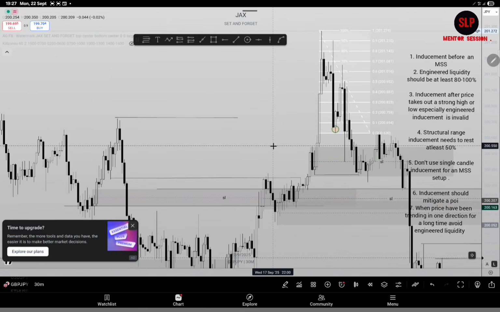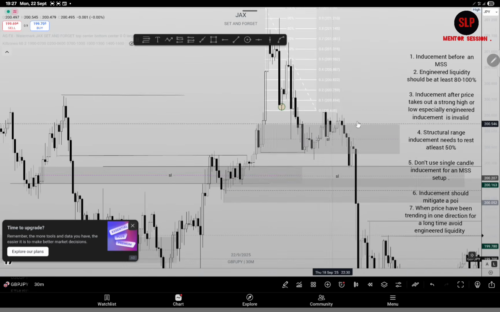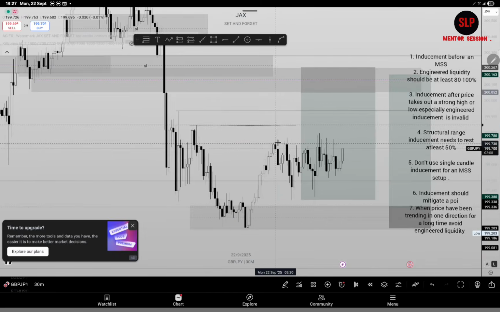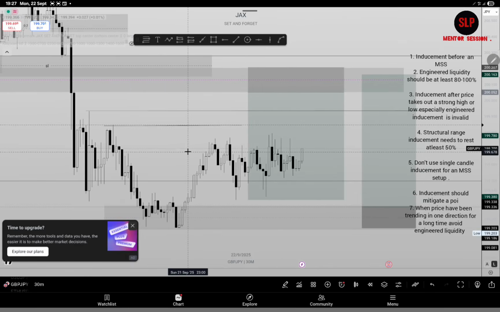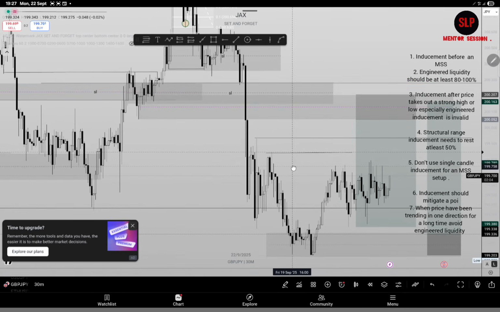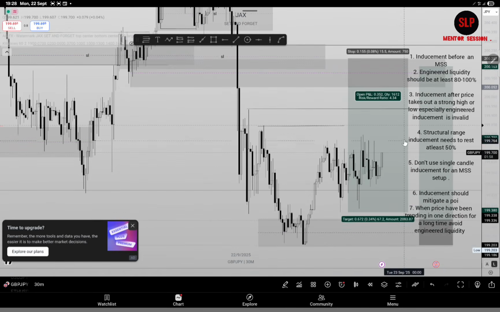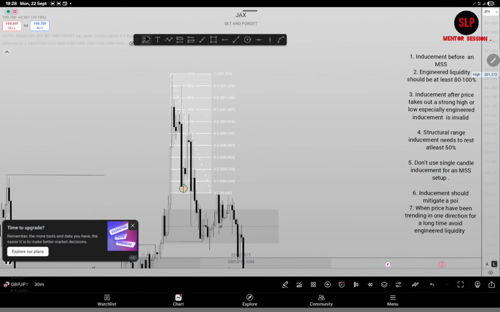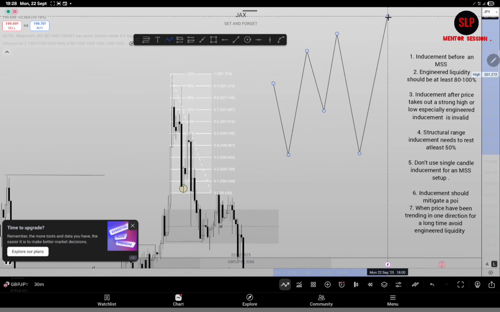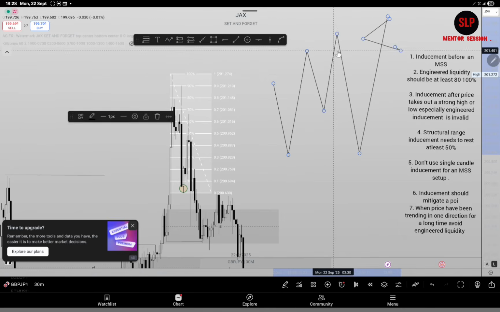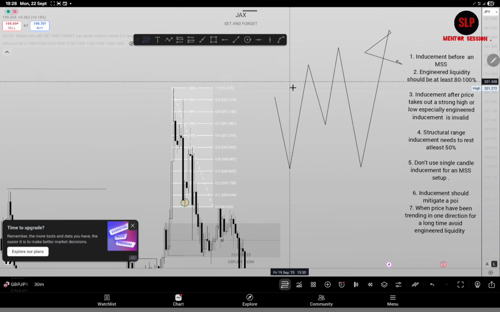Another one is a structural range setup, where the inducement should be at least 50%. What do I mean by that? For structural range, you need to watch that range video to understand it very well. But basically, the first stop I drew, this should be a structural range.